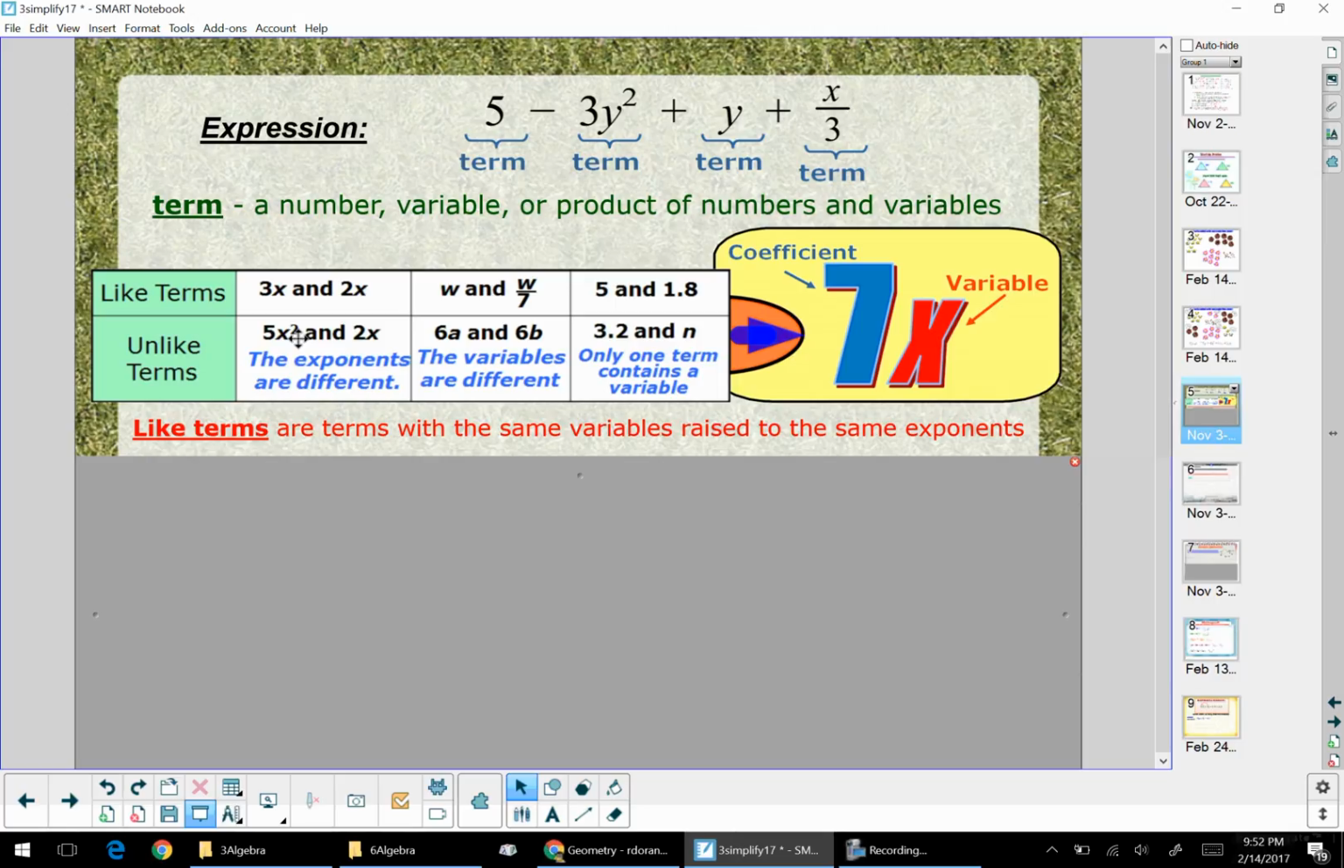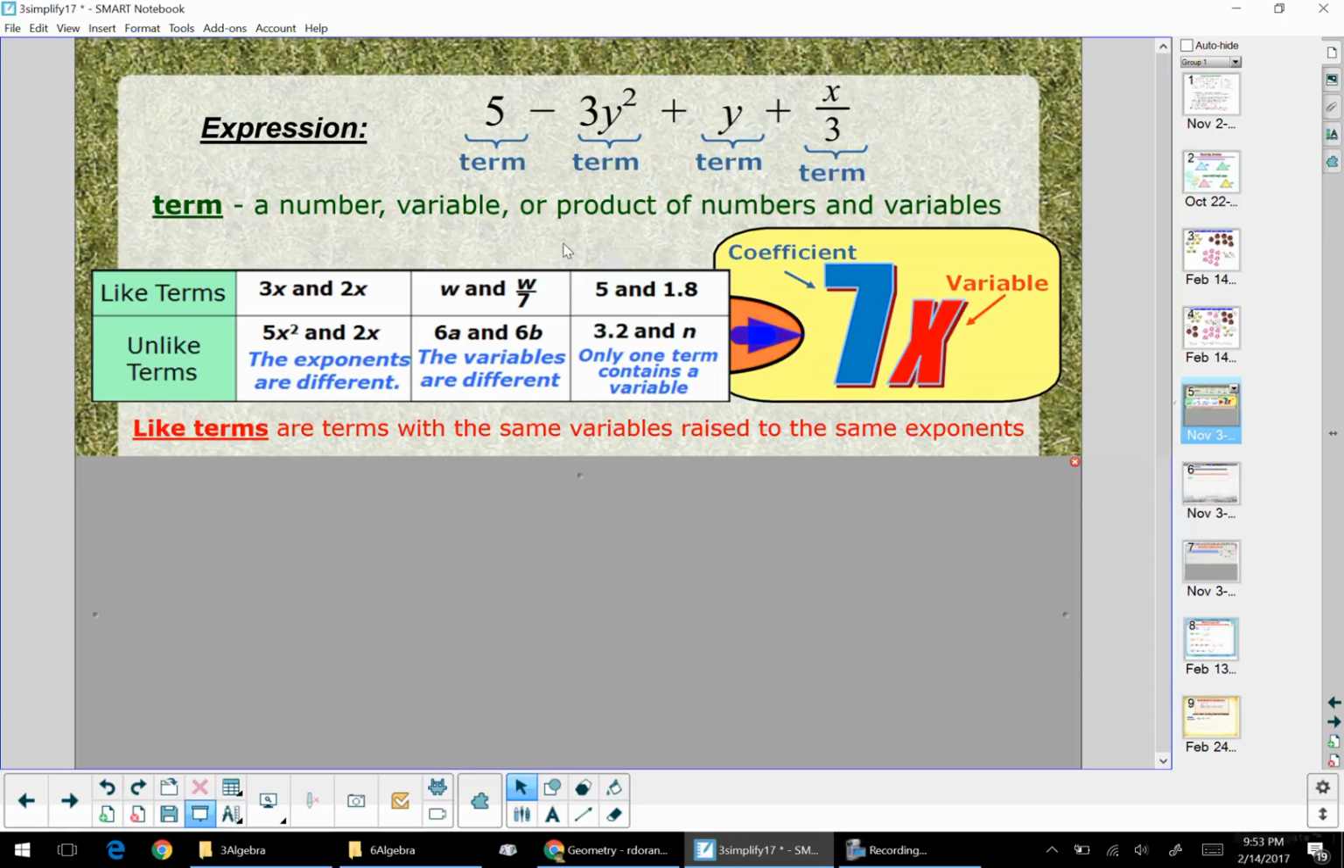That's crazy pants. Over here I have w and w over 7. Since they both have w's, they're like terms. 6a and 6b, obviously the variables are different, so they're not like terms. And likewise over here I have a 5 and a 1.8. Since there's no variable there, they're also considered like terms. They're alike in that they don't have a variable. And likewise down here, 3.2 and n are not like terms because this one is literally a variable, and this one doesn't have any variables at all, and especially doesn't have an n.